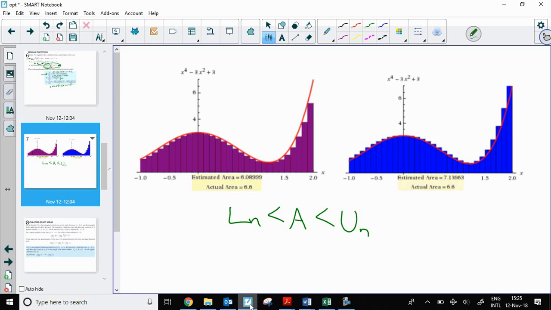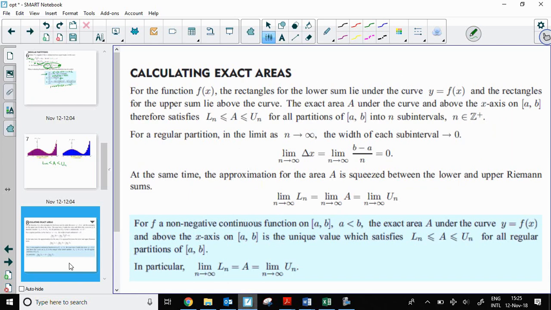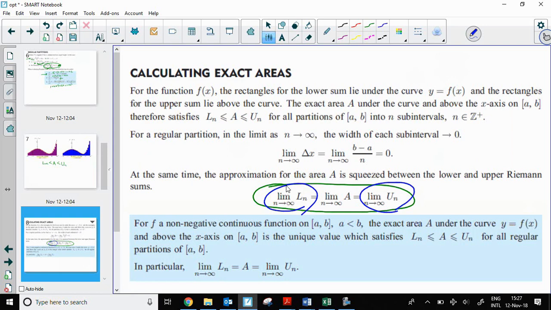So now we tie this back to the squeeze theorem. And so this page mostly is just repeating what I said before, but I want to focus right down here. Because the area A is squeezed in between the lower and the upper Riemann sums, if I could prove that the limit of the lower areas is the exact same value as the limit of the upper areas, then I'll know what the actual area is.